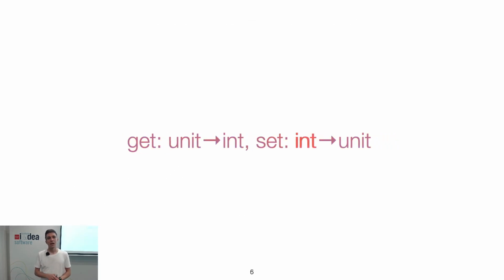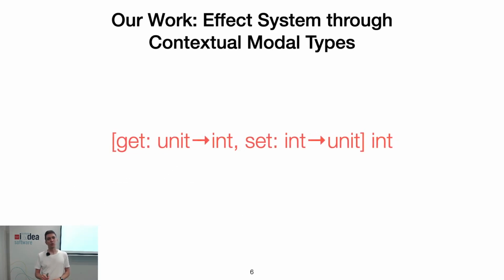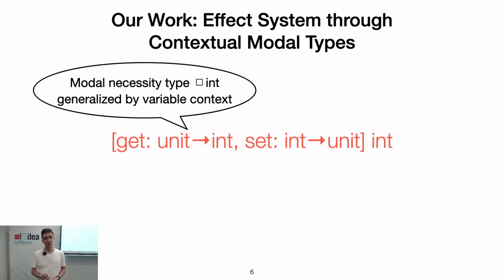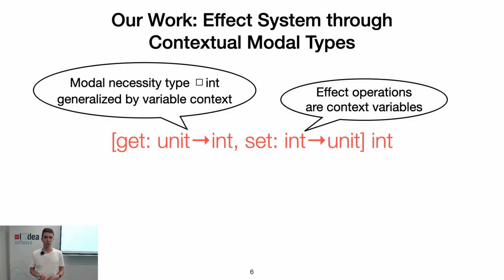And so our idea is to move from a traditional type and effect annotation to a purely typing system and use something called a contextual modal box type. It is a generalization of a simple box type that you might know from modal logic, from linear temporal logic, which is also called a necessity type, for example. It is generalized by a variable context, where for us, effect operations are variables.